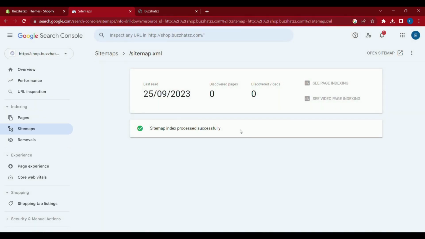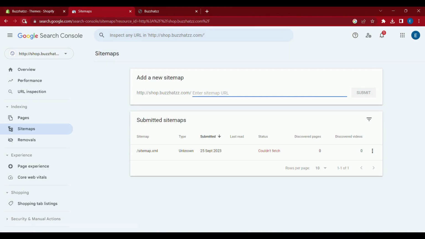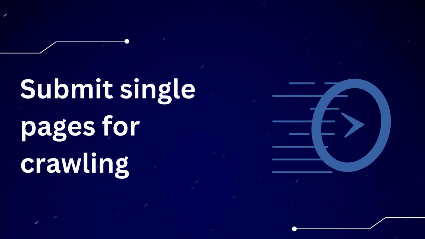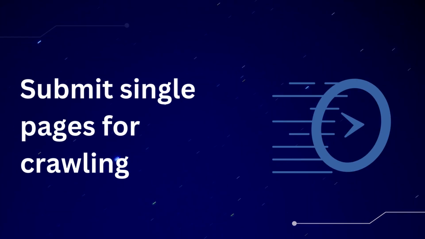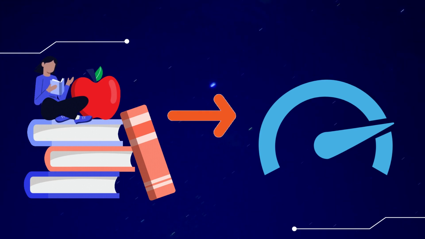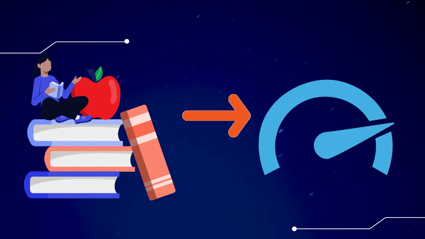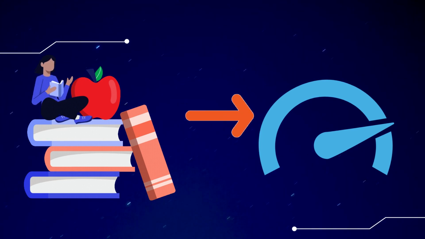It's showing could not fetch. Okay, just go back and refresh. So it is done. Now our website is submitted for indexing. We can also request instant indexing for individual pages to expedite the process. Since Google receives numerous requests, this can speed up indexing and help your page appear in the search results sooner.